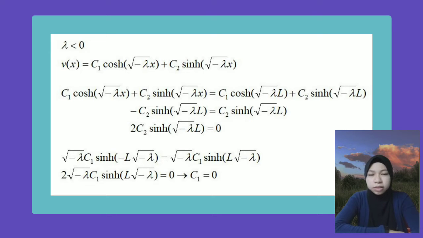Square root of negative lambda C1 sinh of negative L square root of negative lambda minus square root of negative lambda C1 sinh of L square root of negative lambda equal to square root of negative lambda C1 sinh of L square root of negative lambda minus 0 equal to 0. So C1 equal to 0.